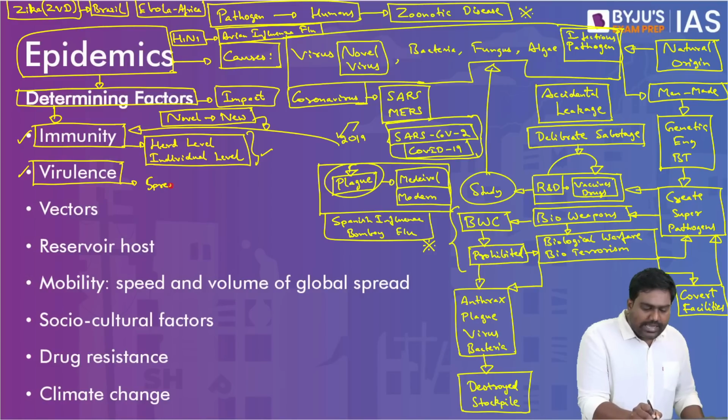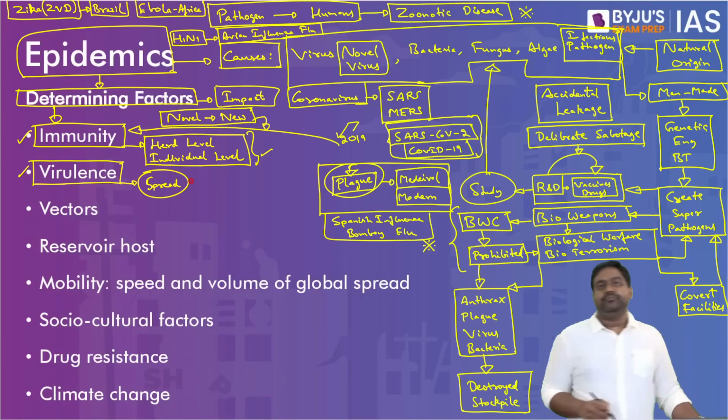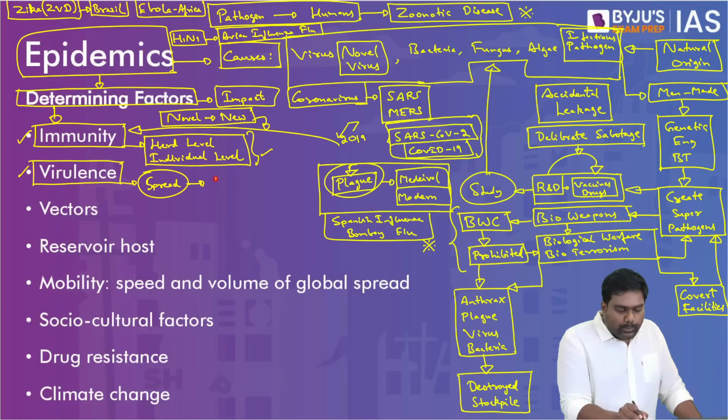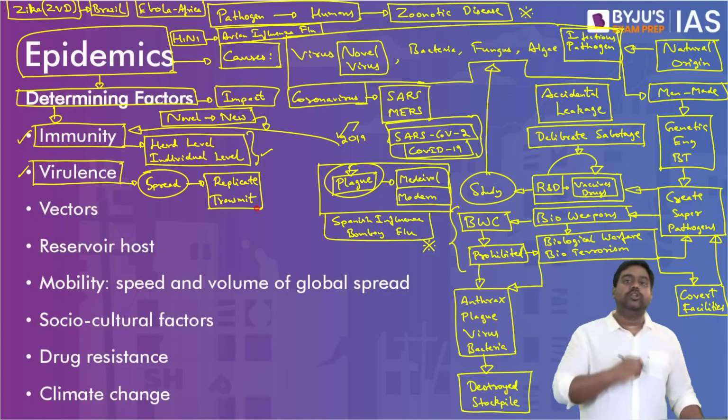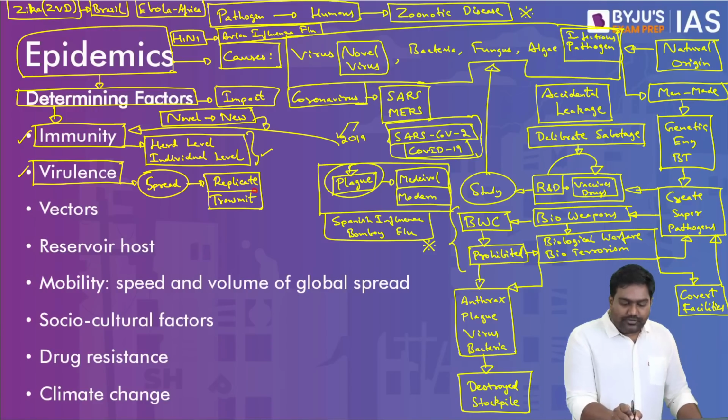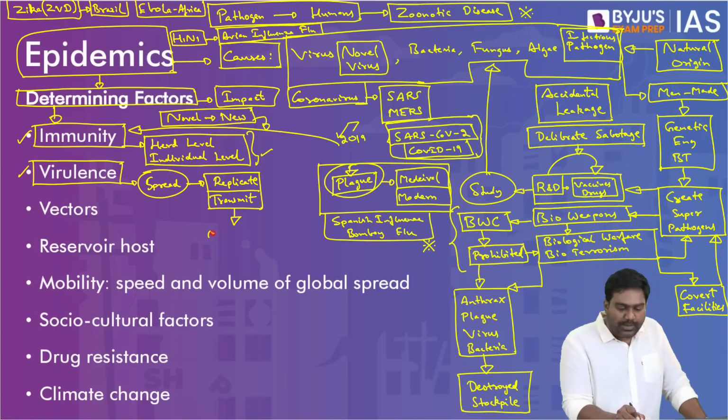How quickly can the pathogen spread? How quickly can it replicate? How quickly can it transmit from person to person? These factors play a critical role. Its rate of replication and transmission and mode of transmission as well. Mode of transmission is critical.